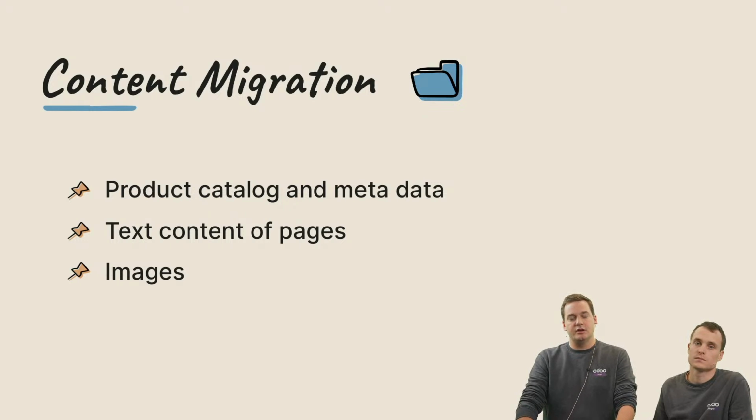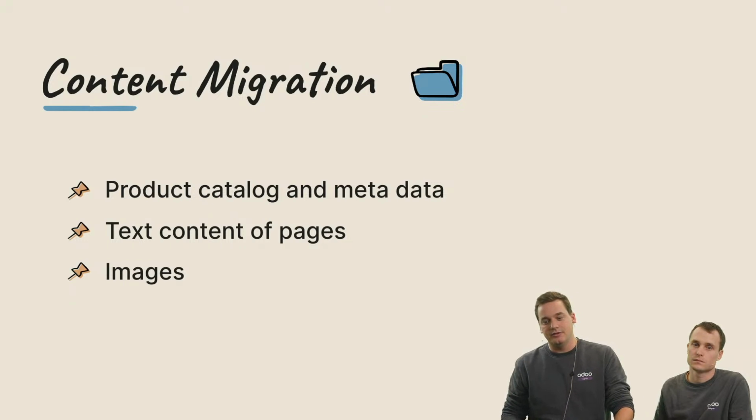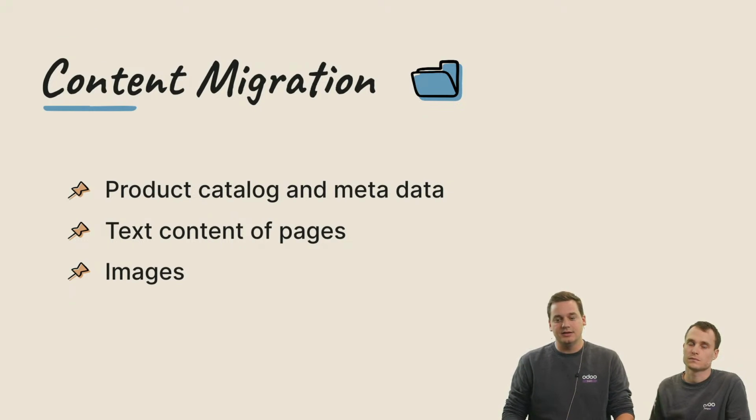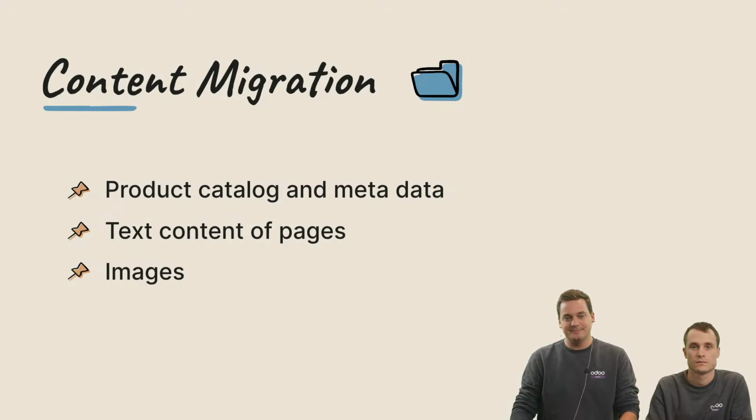We're going to first migrate all the product catalog and the metadata, being the title and the description we've seen just before with Clément. Then the text content of the pages, because you have articles if you have an e-commerce, but you also have text pages, and we want to migrate the content of those pages, and then the images of the products, but also the images on the pages.